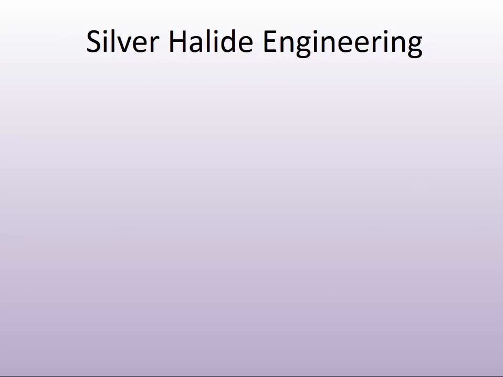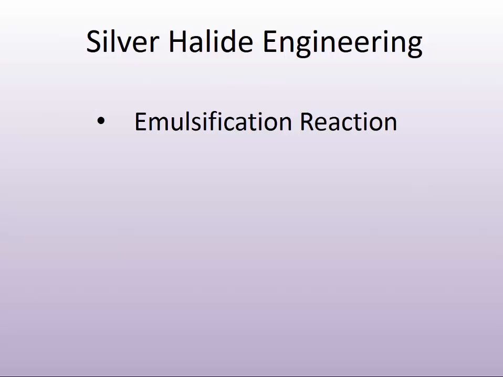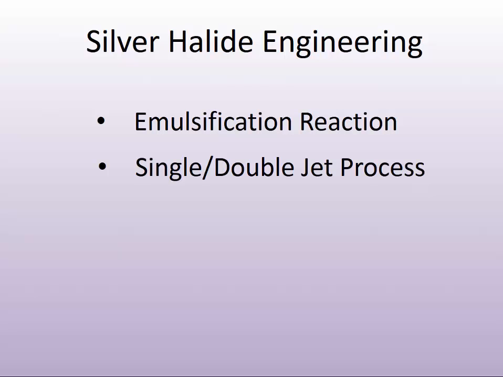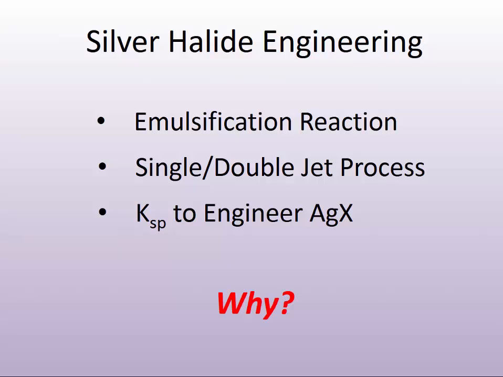We may now put all these concepts together, from the emulsification reaction, the single and double jet emulsification process, all the way through to how we use KSP to engineer the silver halide materials that we use in film and paper-based photography. To do so, let's go to a couple more whys so you get used to seeing these numbers and why we do what we do in photographic chemistry.